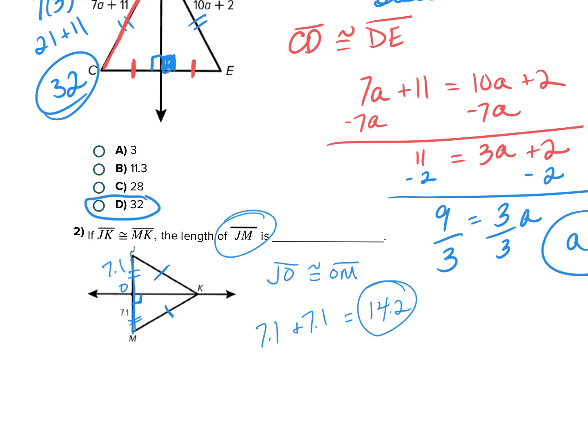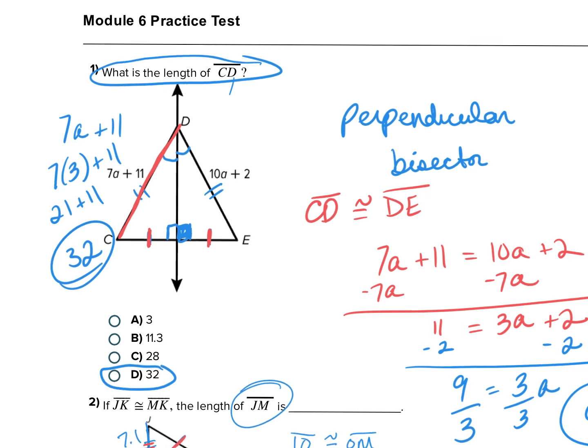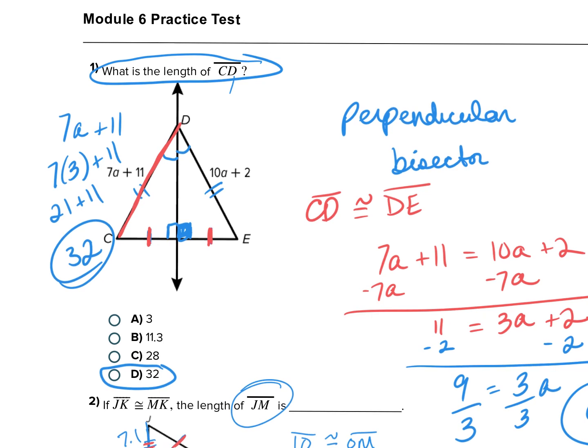That your base of the triangle will be congruent if these side lengths, or the legs of the triangle, are congruent, and if the two smaller pieces of the base are congruent, then the legs are congruent. So again, essentially, a perpendicular bisector creates 3 separate congruent pieces of a triangle.